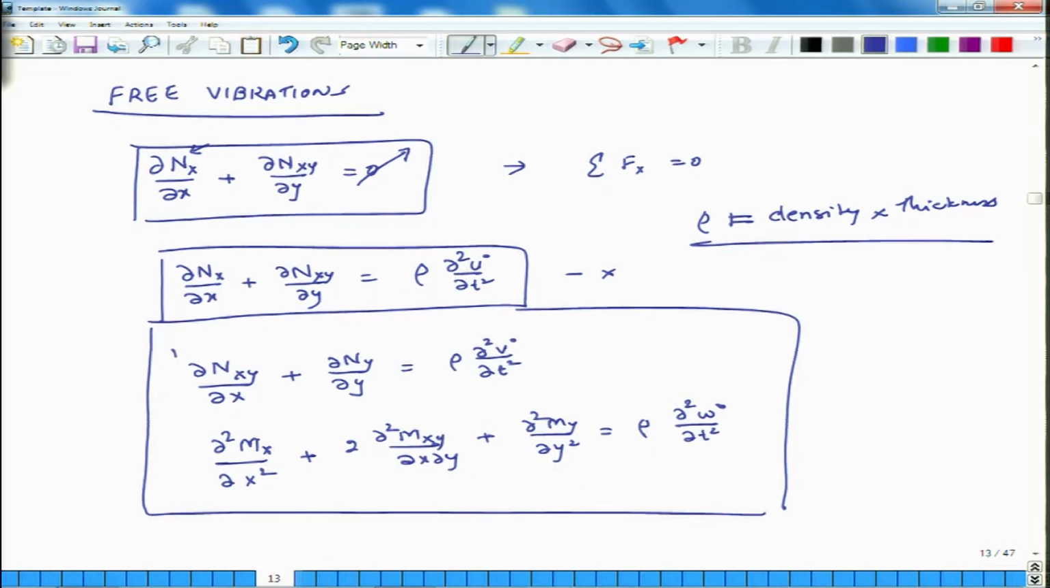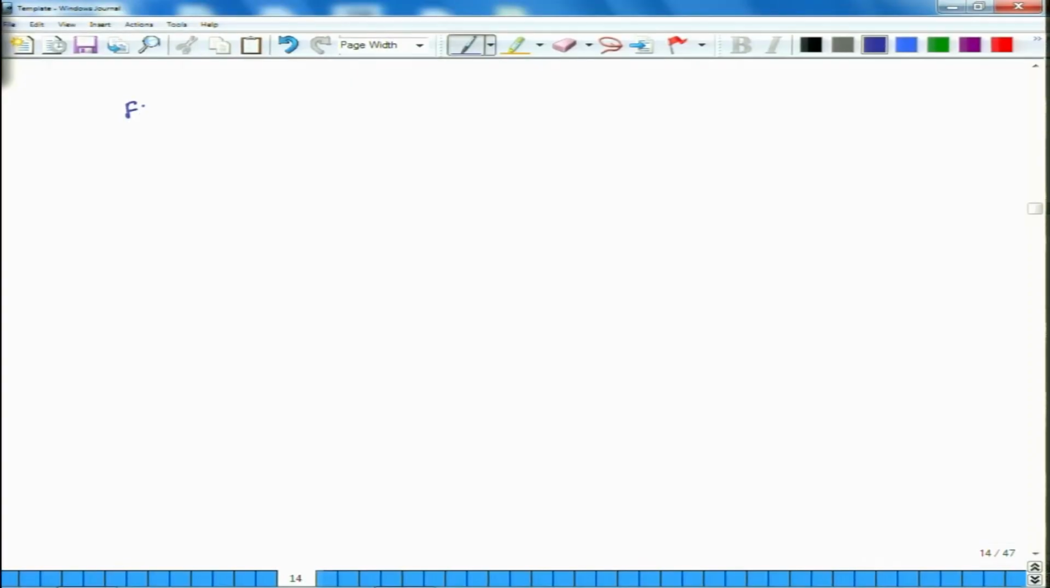Next, we will develop relations for resonance frequencies of plates which are rectangular in shape and simply supported. So, free vibrations in simply supported plates. And here we assume a couple of things.